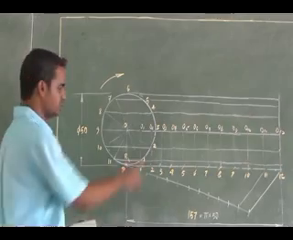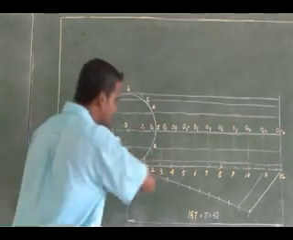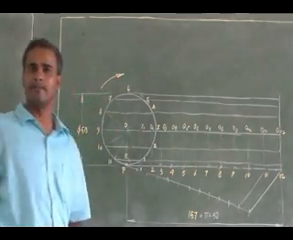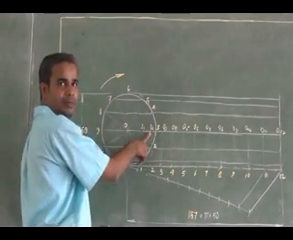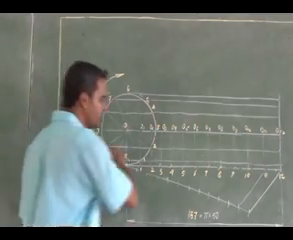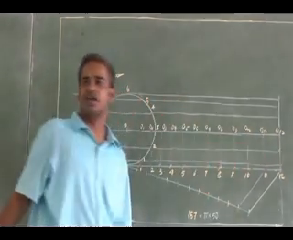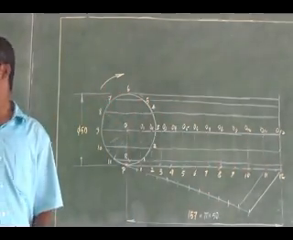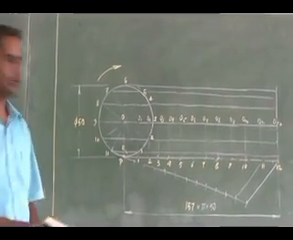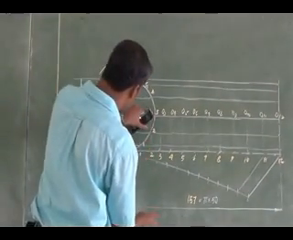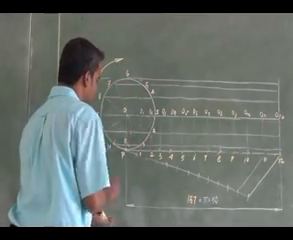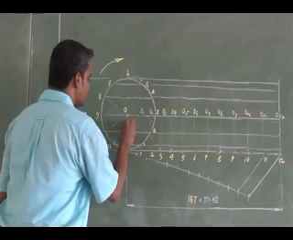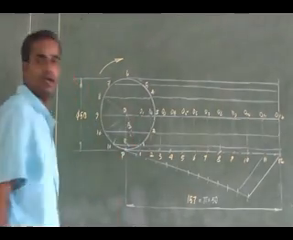Which line? The line passing through the second division, right? If you are keeping center 2 as center, you have to get a cycloidal point on the horizontal line passing through division 2, right? So from here, you can get a cycloidal point here on 2. This is my P2, right?